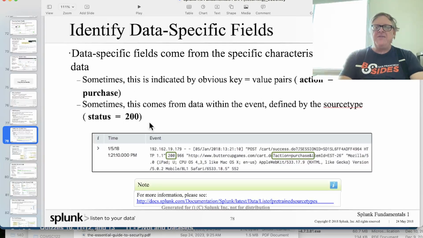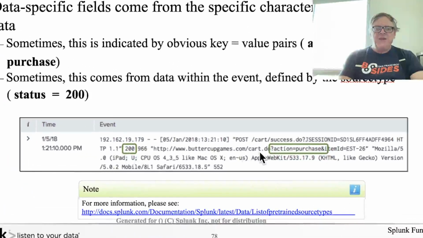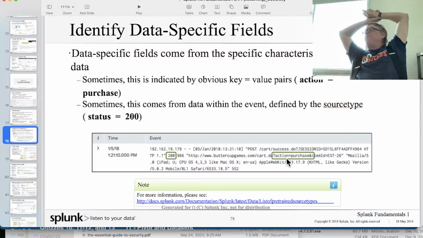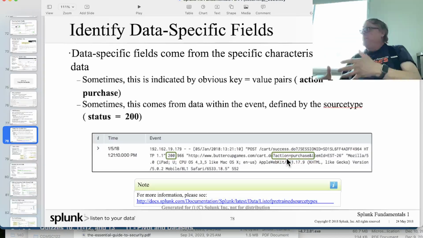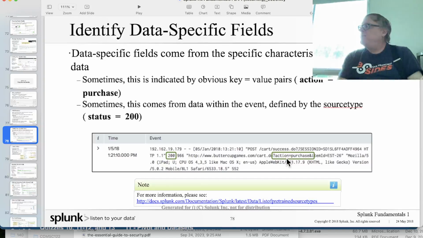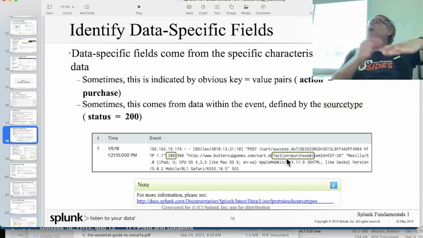Sometimes it's from inside the event, status equals 200. You've got these various events, and that's designated by the kind of traffic you're doing, the kind of log. So if it's a standard log, like a Linux server log or web server log, then it'll recognize it and have standard fields. If you have something you wrote that has a weird log format, then you will have to tell it how to parse it.